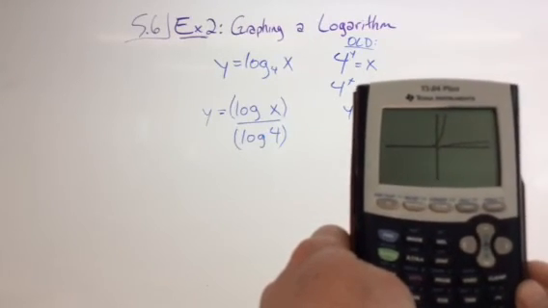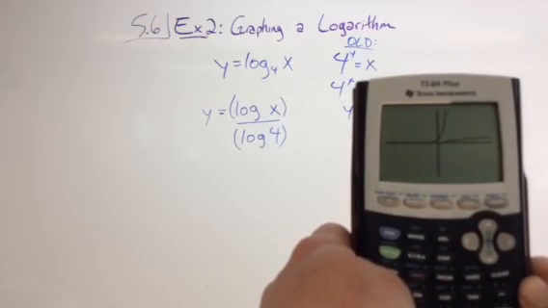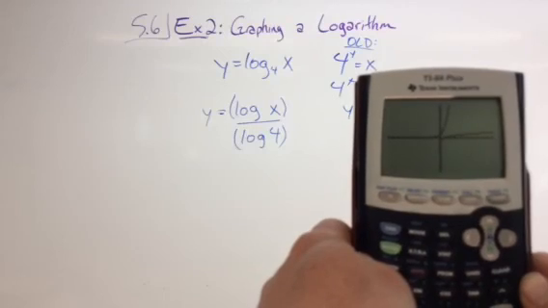You just learned how to graph a logarithmic function that does not have base 10 simply by rearranging the formula and making it log base 10 over log base 10.